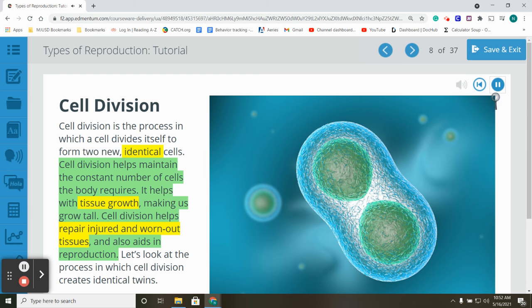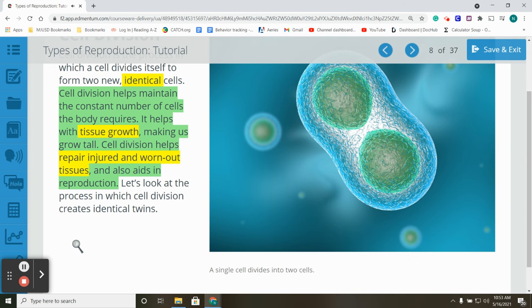Cell division. Cell division is the process in which a cell divides itself to form two new, identical cells. Cell division helps maintain the constant number of cells the body requires. It helps with tissue growth, making us grow tall. Cell division helps repair injured and worn-out tissues, and also aids in reproduction. Let's look at the process in which cell division creates identical twins.